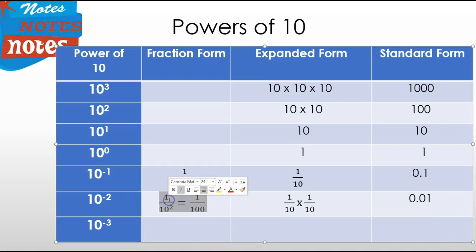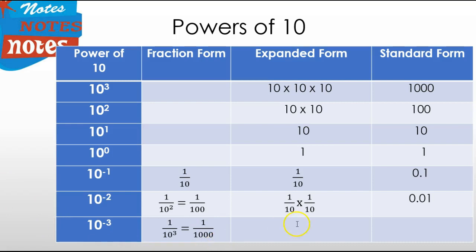And then for the next one, instead of having a 2 in the exponent, I have a 3. And here I'm going to add that extra 0. Instead of multiplying 2 1/10ths, I'm going to be multiplying 3 1/10ths. So I have 3 1/10ths, and now this is going to be 0.001.